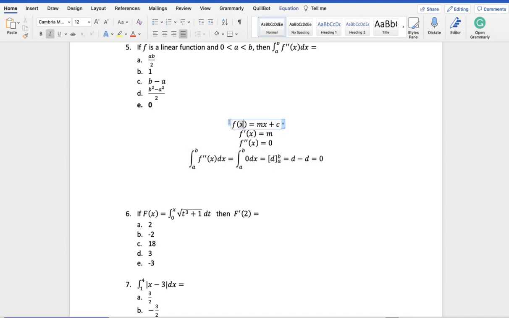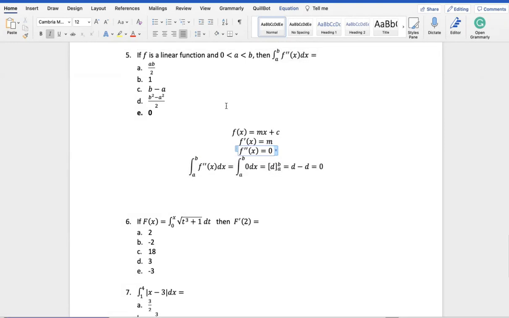So we said that f of x is a linear function. That's what we were told in the problem. And a linear function has the general form mx plus c. m and c are constants, right? So when you take the first derivative of f of x as a linear function, you get m. The second derivative of a constant is just 0. So this question is basically asking you to find the integral evaluated between a and b of 0 dx, right? And the integral of 0 is just a constant. We can call that constant anything. I decided to call it d.